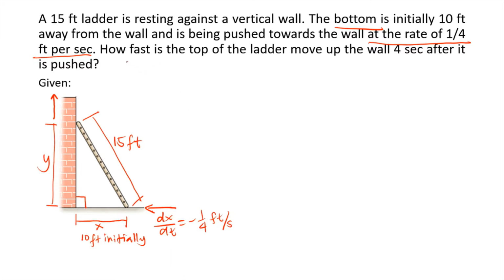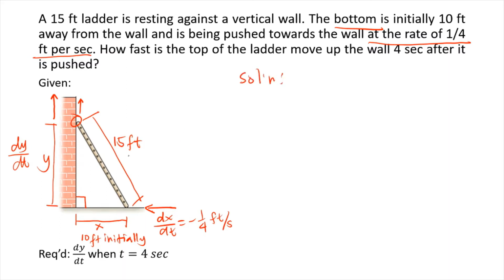And then we are asked to find how fast the top of the ladder is moving up the wall. So the rate of change at which the top of the ladder is moving is the same as the rate of change of y with respect to time. So basically, we want to find dy/dt at the instant when t is 4 seconds, or the time is 4 seconds. Okay, let's solve.